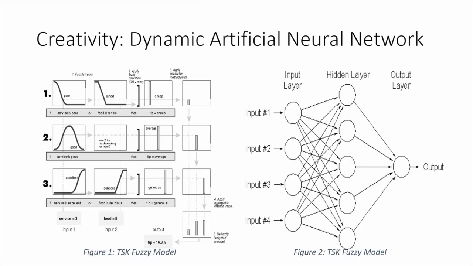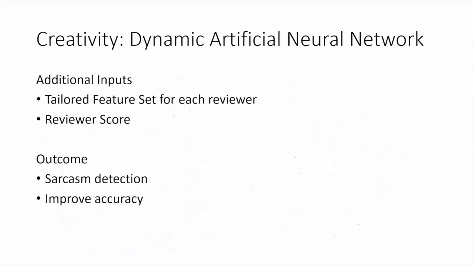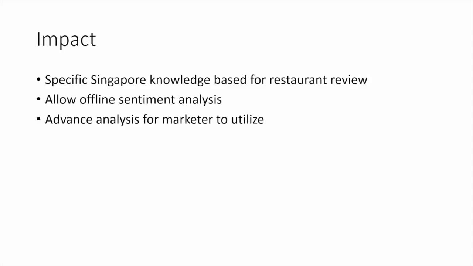We also sought to use dynamic ANN by using the TSK fuzzy model as shown. The model will help us in interpreting the additional inputs and allow us to obtain the outcome of sarcasm detection and improve accuracy. Ultimately, our entire NLP report allows us to have the following impact.